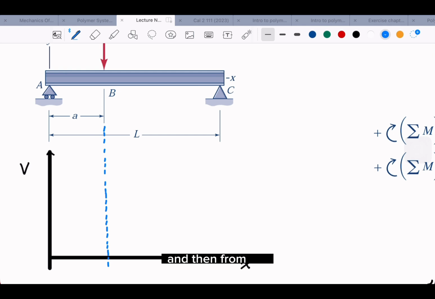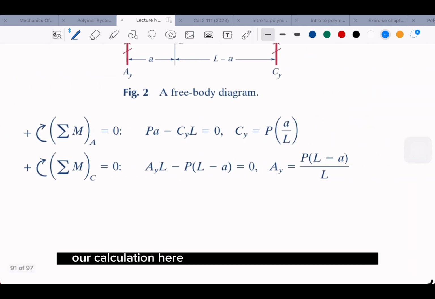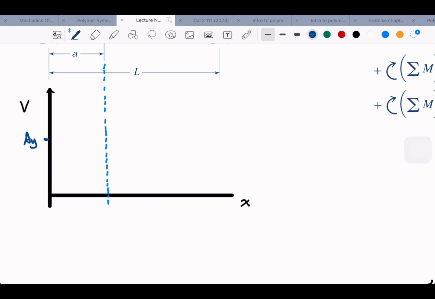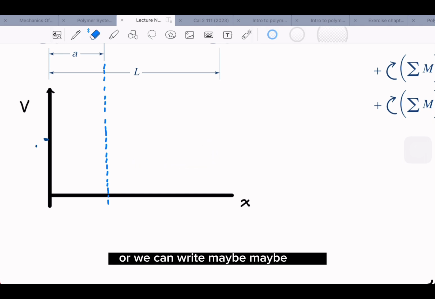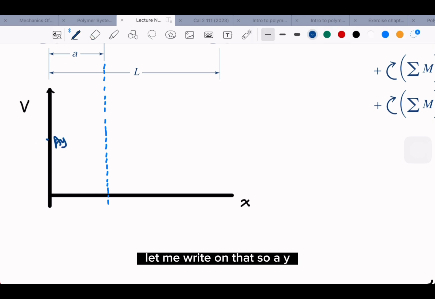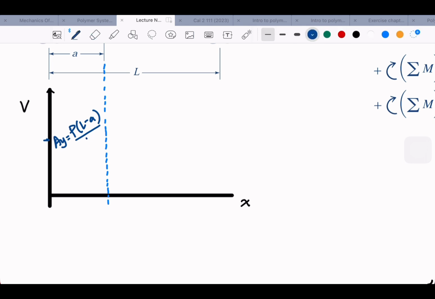And then from our calculation here, we get our AY, which is this one. So that is AY, so we can write AY on this diagram. So we can write here. So this is, let's say, the AY, right? Or we can write maybe here. Let me write it on. So AY is equal to P(L minus A)/L. Okay.